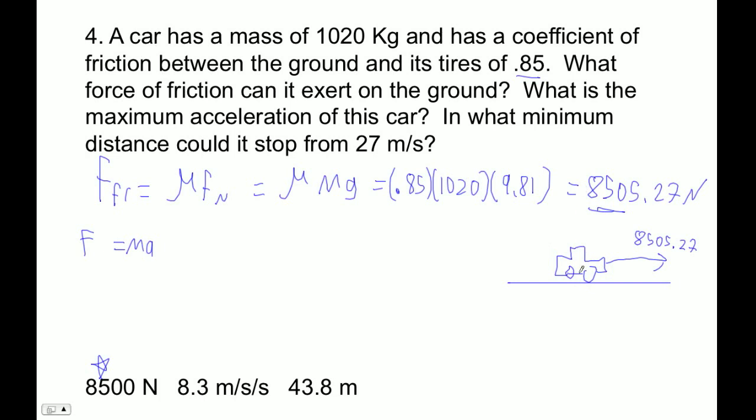We're going to ignore the force down and the force up because it's not relevant to the horizontal situation here, right? So that is going to become our force. So we just go 8,505 equals 1,020 times a, and let's find the acceleration. So I'm going to divide that by 1,020, right? And I get 8.